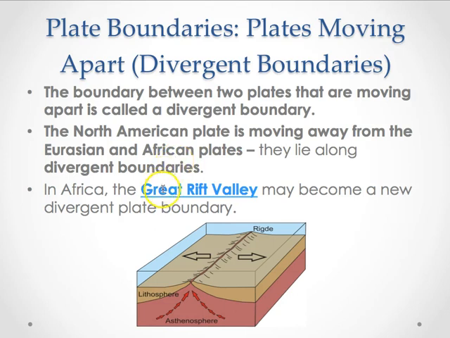So in Africa, the Great Rift Valley, which we're about to watch a video on, might actually become a new divergent plate boundary. The African continent is literally ripping in half.